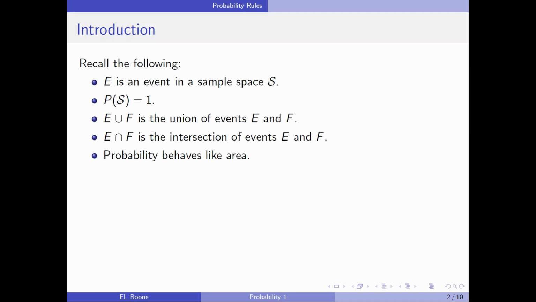If we have the union of two events, that's represented with a U in the middle. And if we have an intersection of two events, that's talking about E and F having to occur at the same time. We'd use this upside-down U, and remember that probability behaves like area.